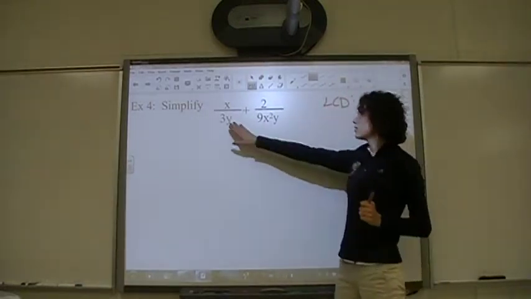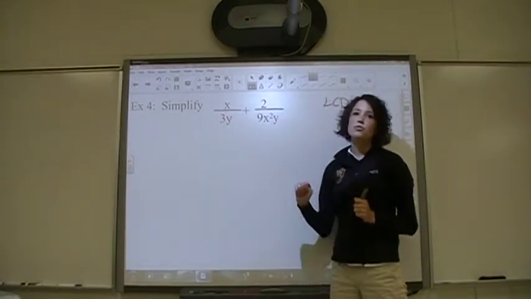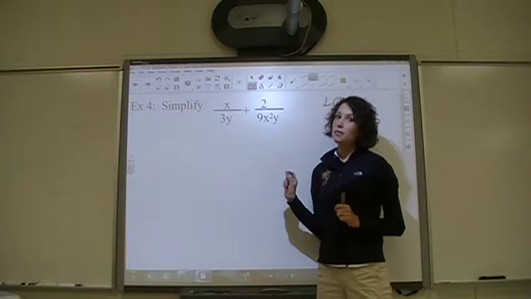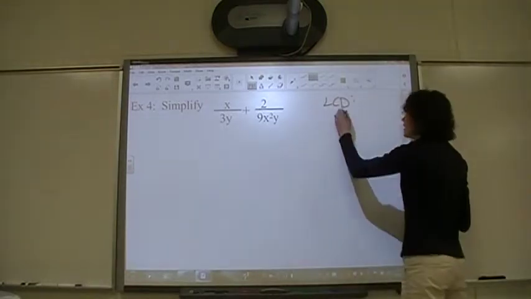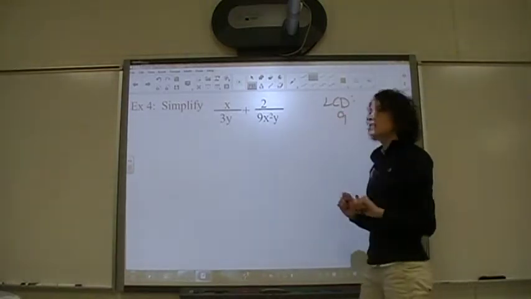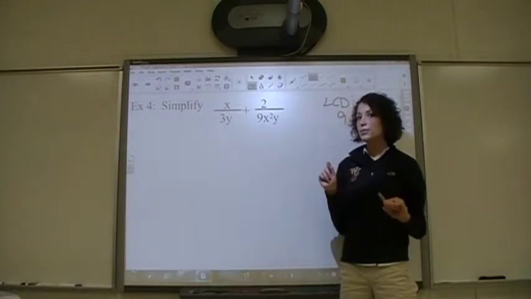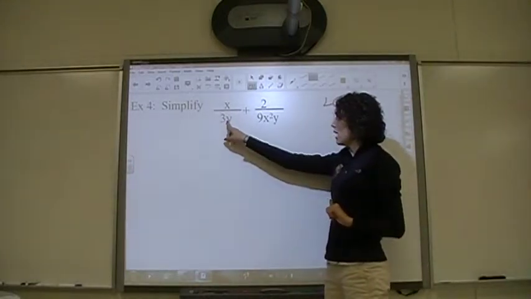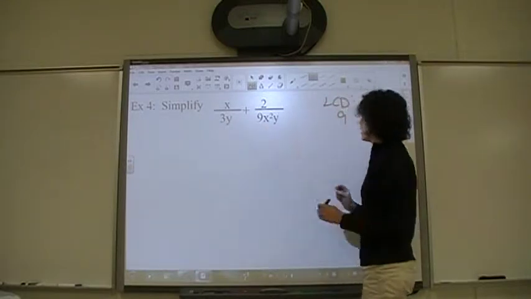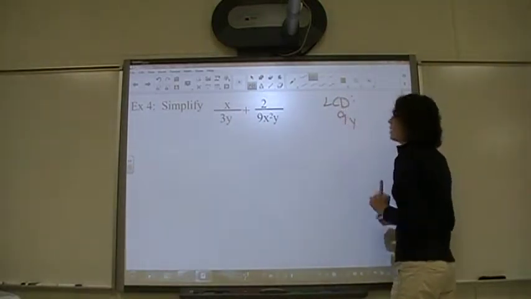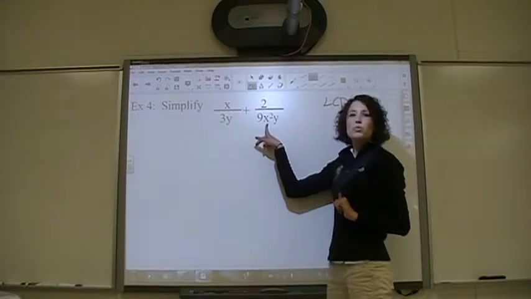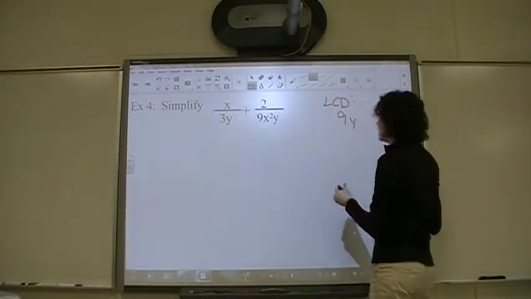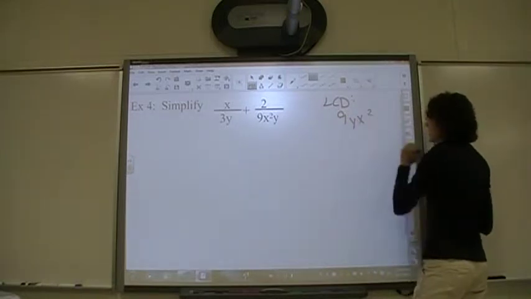So, when looking at 3y and 9x squared, looking at the numbers, 3 and 9, your least common denominator between 3 and 9 would be 9. Then you want to take the most amount of variables that you see in one of your denominators. So in this one, we see a y in both, so that means we need a y in our LCD. Then you see an x squared in only one of them. You take the highest amount that you see in one, so that means I need an x squared in my LCD.